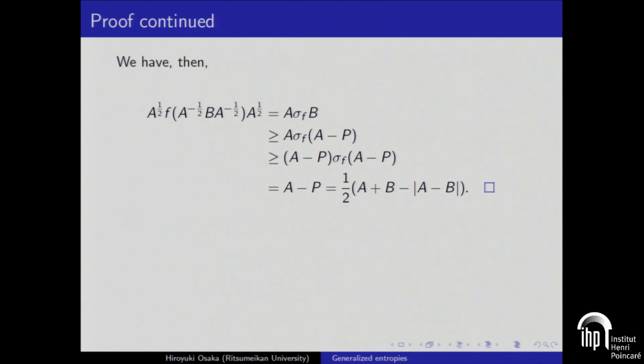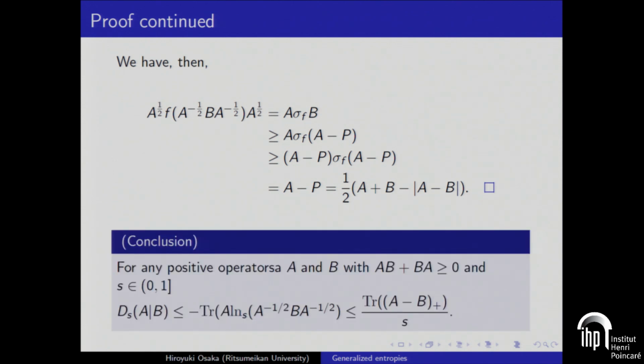So the conclusion is that for any positive operators A and B with AB plus BA positive, in this case the Tsallis entropy upper bound is like this one. So the order is that this one is smaller than this one. This is the answer. Okay. But the problem is that we still don't know exactly when the inequality holds. This condition that AB plus BA is positive is in some sense not so easy to check.